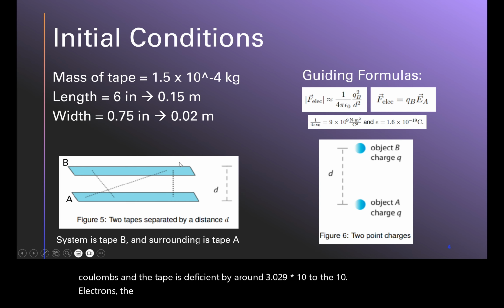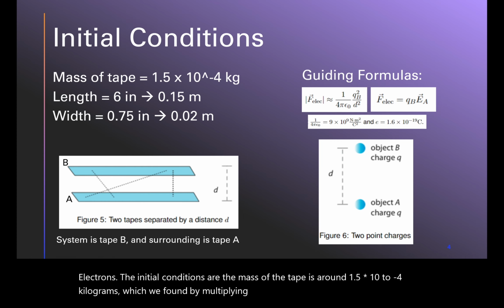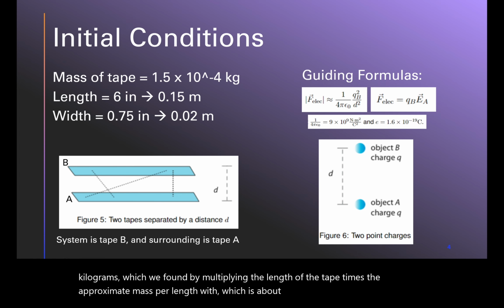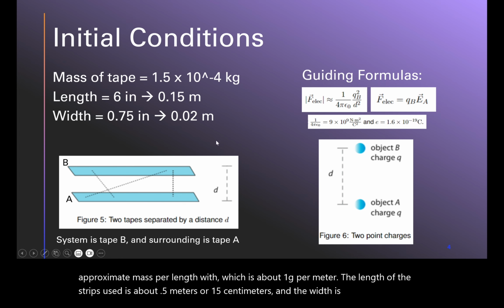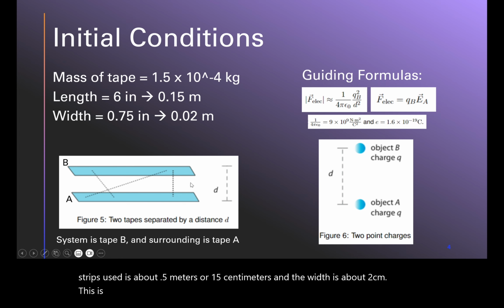The initial conditions are the mass of the tape is around 1.5 times 10 to the negative 4 kilograms, which we found by multiplying the length of the tape times the approximate mass per length, which is about 1 gram per meter. The length of the strips used is about 0.5 meters or 15 centimeters, and the width is about 2 centimeters.